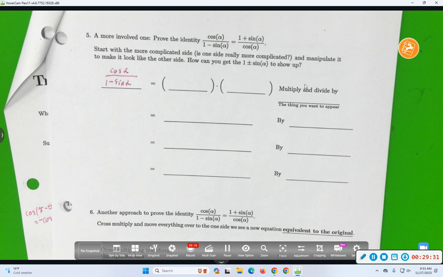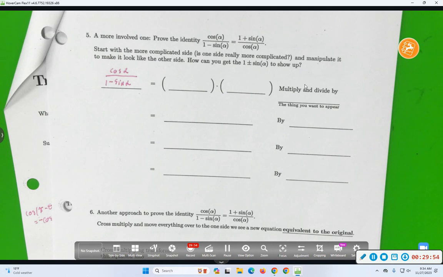I don't see anything obvious to do. There's no factoring to do because the numerator and denominator are both linear. I don't see any cosine squared or sine squared to use the Pythagorean identity on. So there's no obvious simplification. So instead what I'll do is I'll make it more complicated and hope to make it simpler in a different way than just undoing the complication.